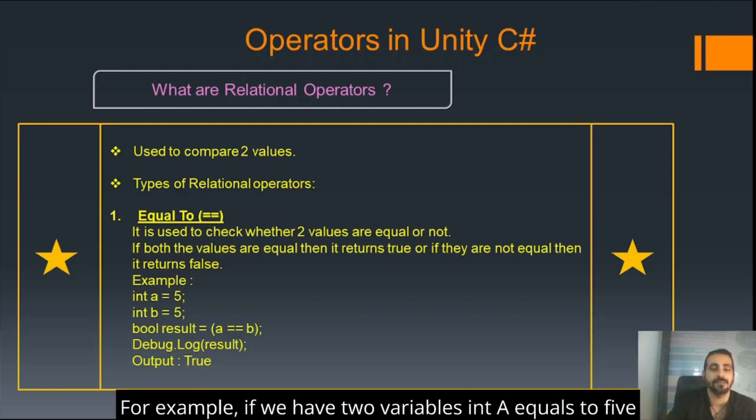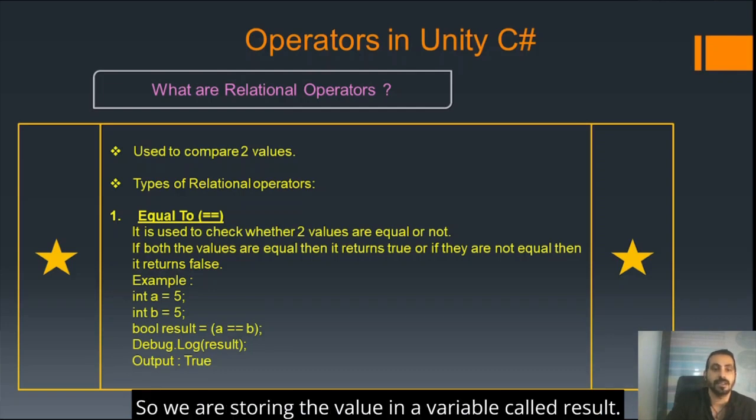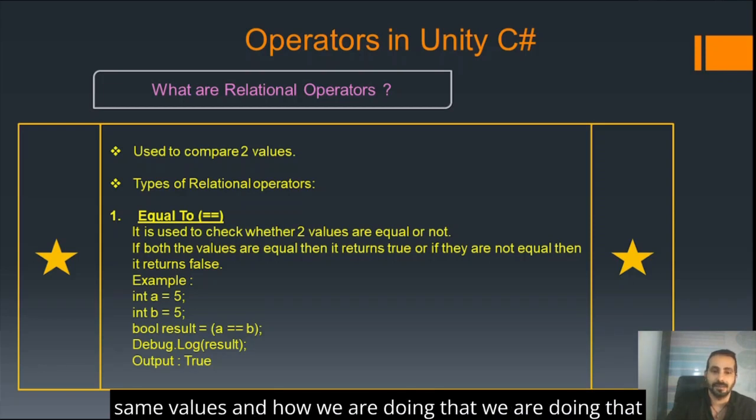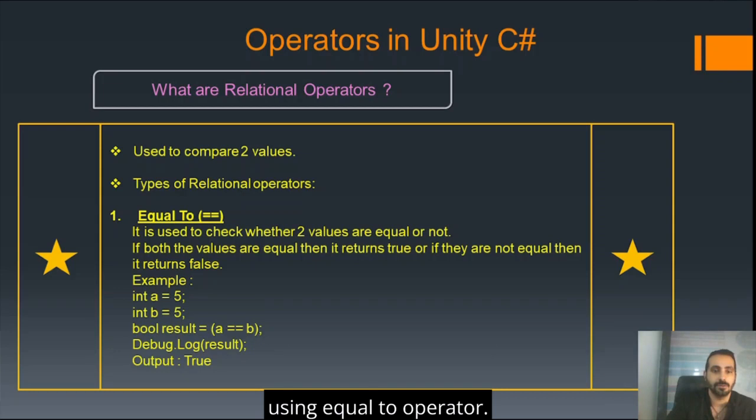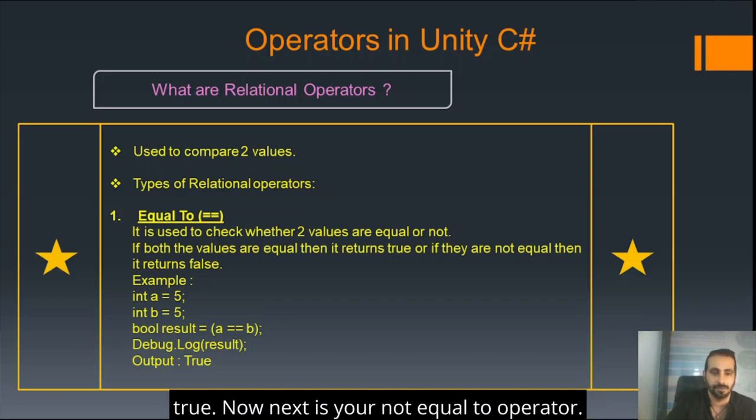For example, if we have two variables, int a equals to 5 and int b equals to 5, then the result will be bool. So we are storing the value in a variable called result. And we are checking here if both the variables have the same values. We are doing that using equal to operator. So in this case, 5 is equal to 5, so the output will be true.